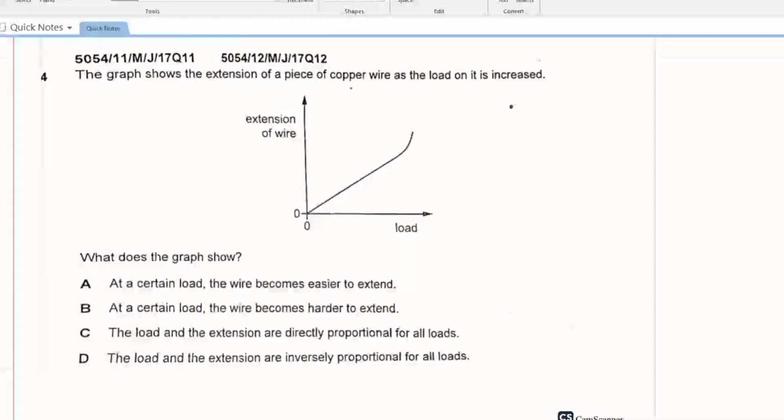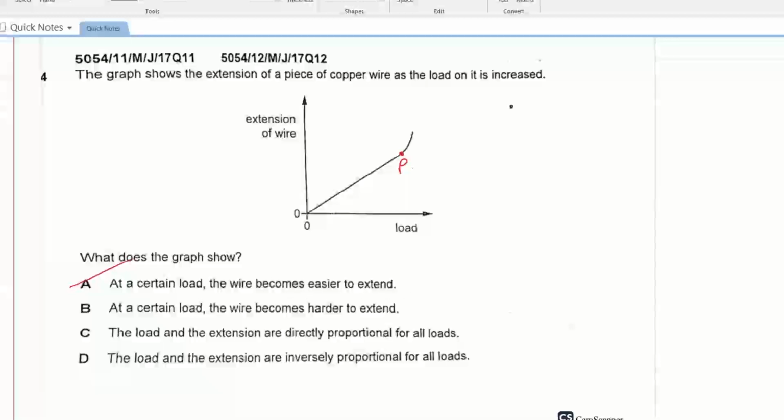The graph shows the extension of a piece of copper wire as the load on it is increased. What does the graph show? The graph shows that here might be the limit of proportionality, and after that it is starting to curve. Okay, one thing that you need to remember, after limit of proportionality, your spring becomes easier to stretch. So let's see, at a certain load, the wire becomes easier to stretch. Yes, A is your answer.